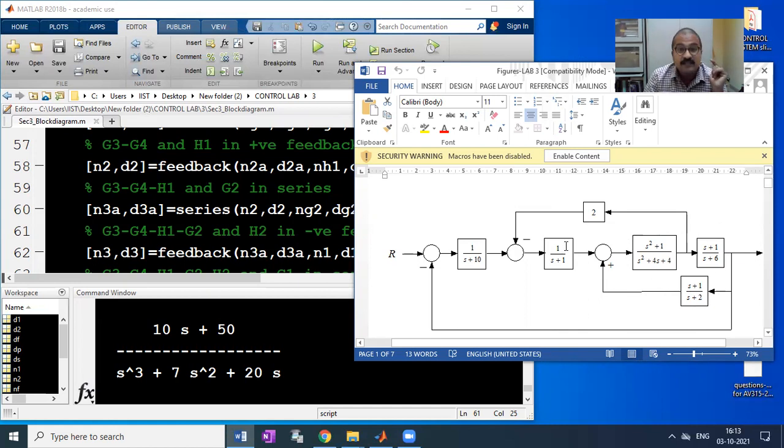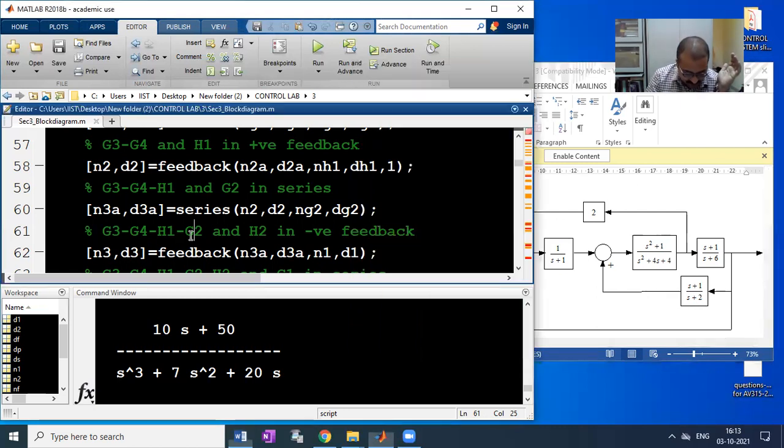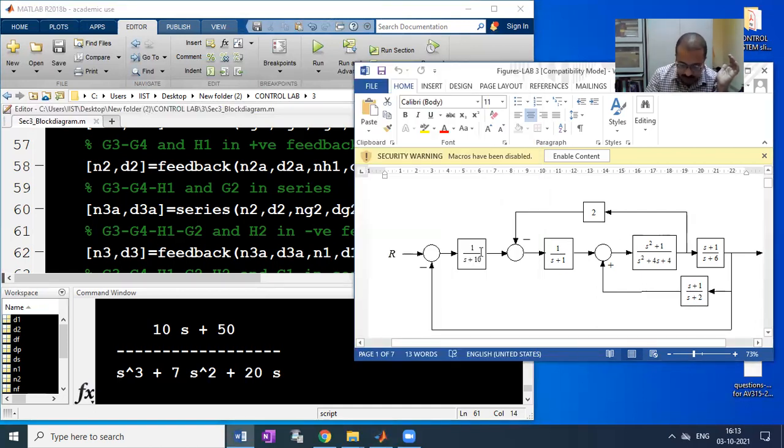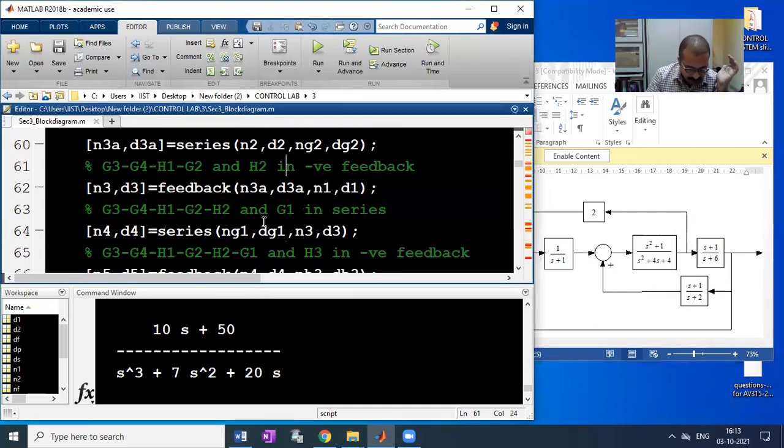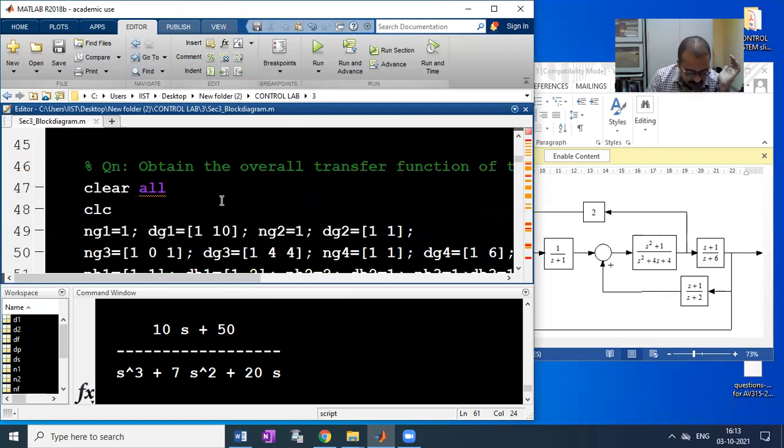That single block and 1 by s plus 1 will be again in cascade. That block and this modified loop shifted to the right side will be in negative feedback. That is what I have done here. Okay. Now what happens? That particular block and 1 by s plus 10 will be in cascade. That is what is done here. Then that and this unity gain path will be in feedback. Okay, that is what is done here.